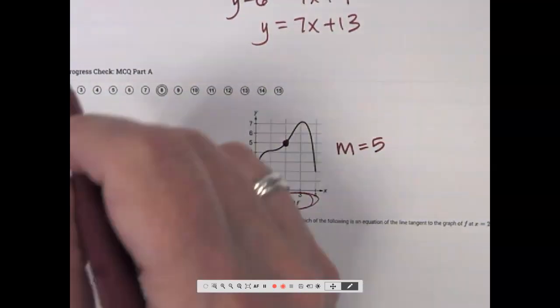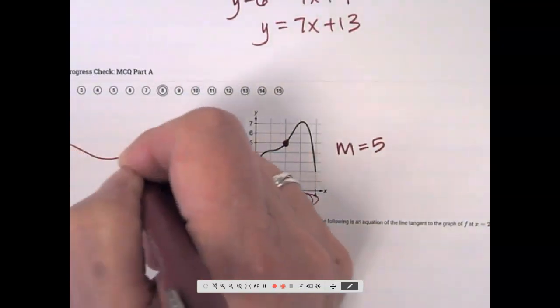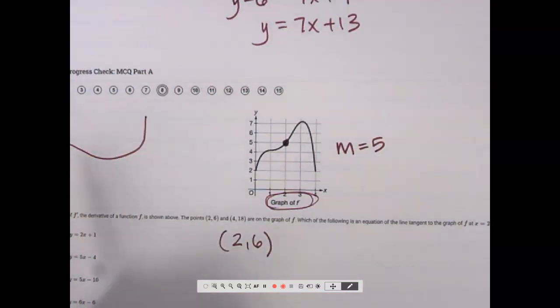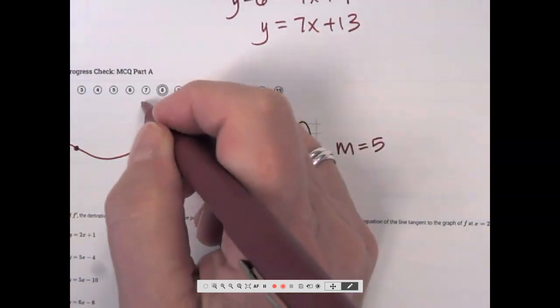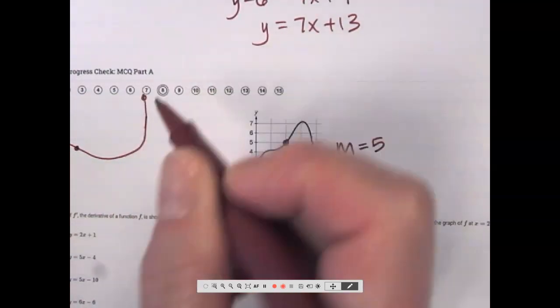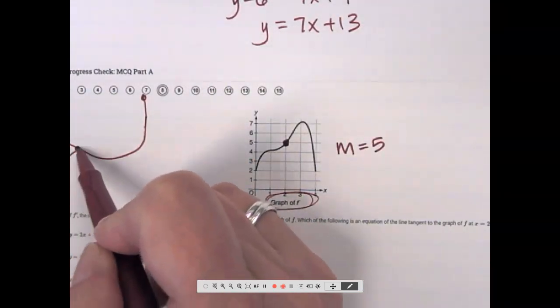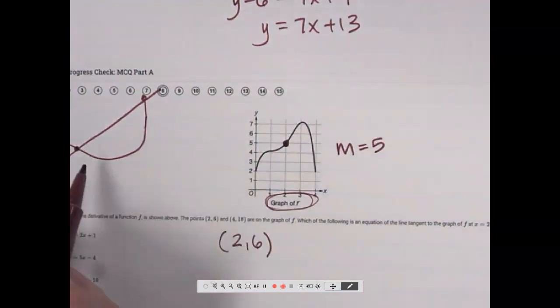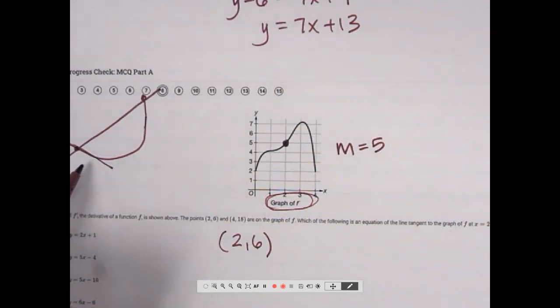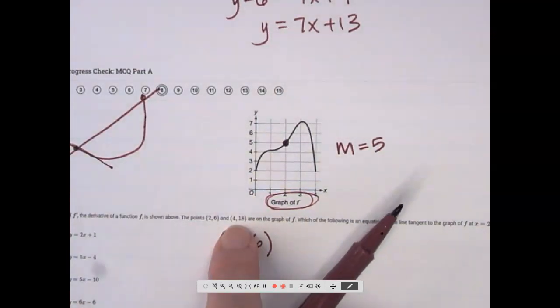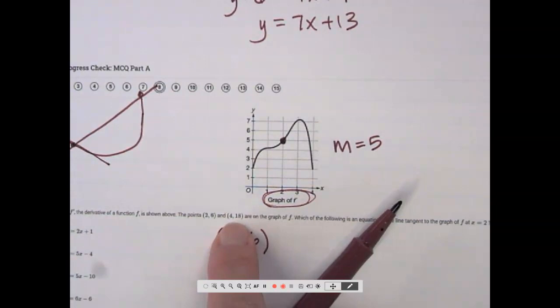Well, okay, for example, what if I had a graph that was like this, and 2, 6 and 4, 18, let's say it's way up here. Okay, I can find that slope, but that in no way is close to the slope of the tangent right there. This point is given to you for no reason. It's extra information. Love it, right?